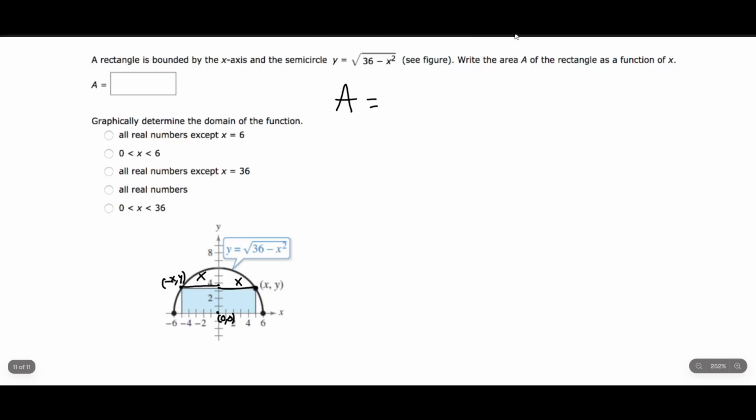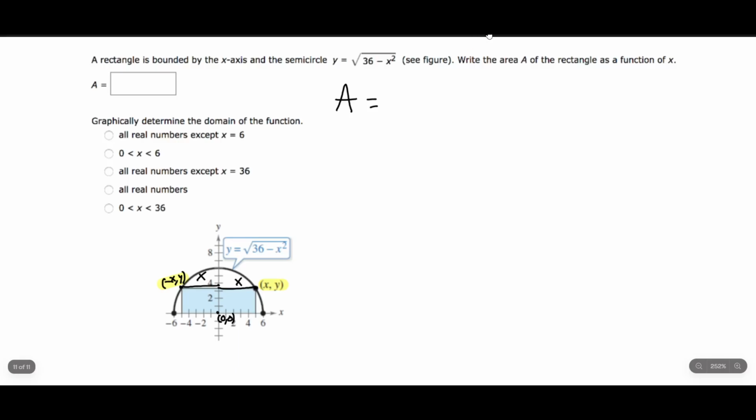If you thought that this, and this is the common misconception, that this entire length here of the rectangle was x and not 2x, I want you to think for a moment about symmetry. Symmetry with respect to the y-axis. Hopefully this is familiar to you if you see something like (x, y) and (negative x, y). What does that remind you of?